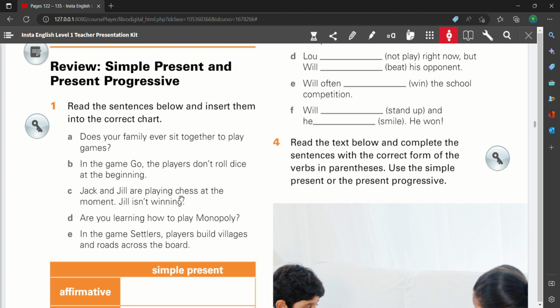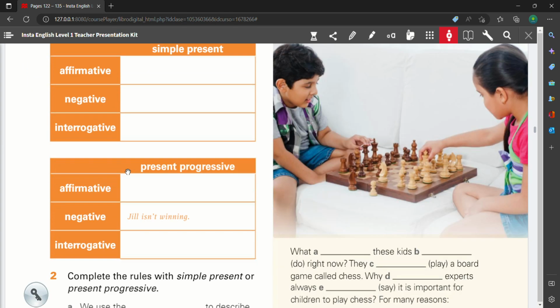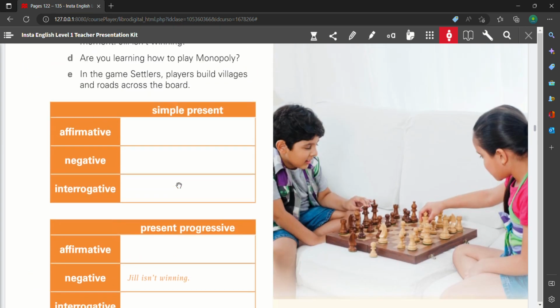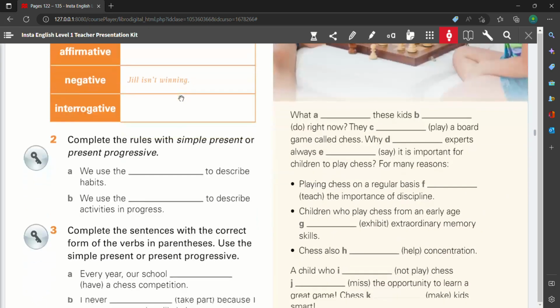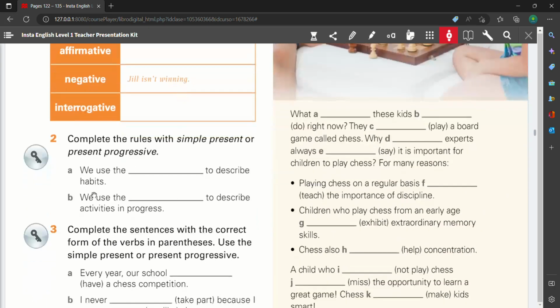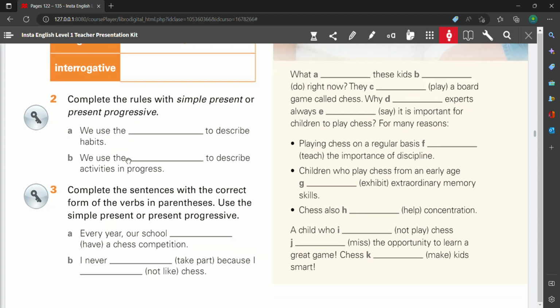That is an affirmative one. Jill isn't winning is a negative in the present progressive. And are you learning how to play Monopoly is the question. So here is the present progressive and the other sentences are in simple present. If you didn't do it, get ready. We use the simple present to describe habits and we use the present progressive to describe activities in progress.